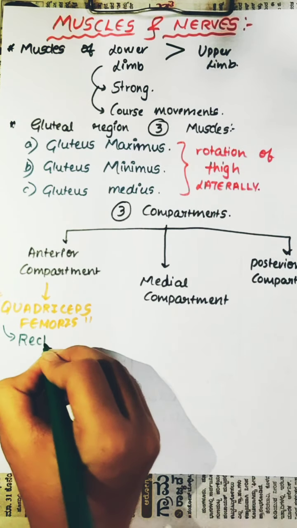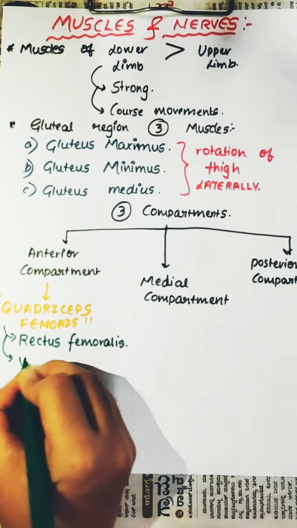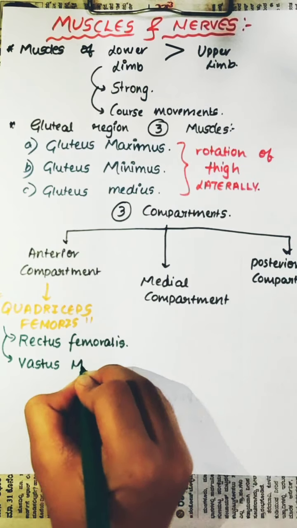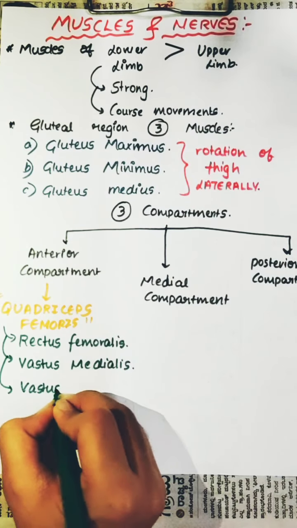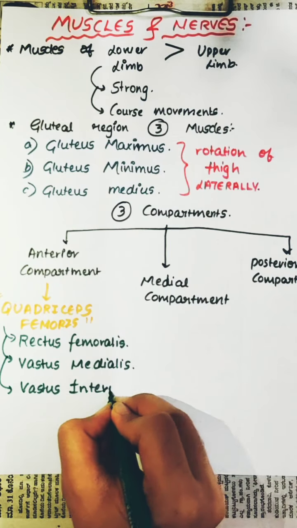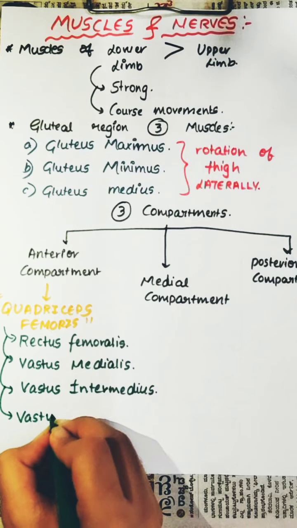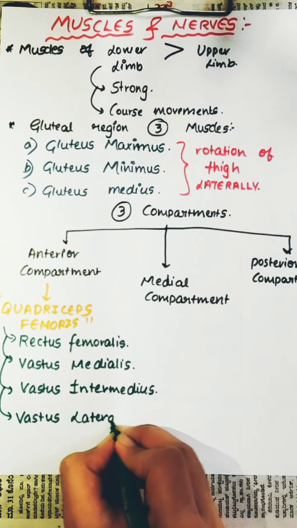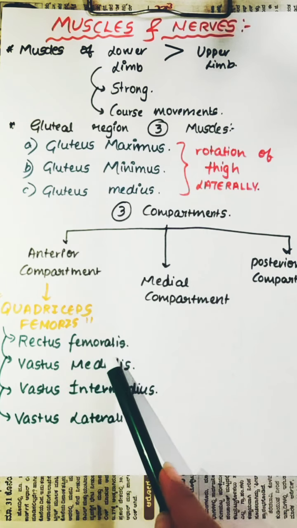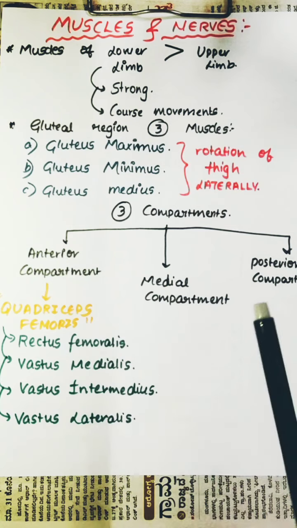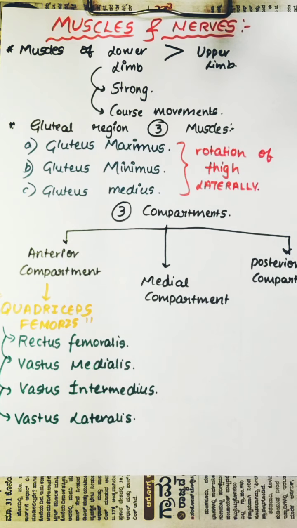It consists of rectus femoris, vastus medialis, vastus intermedius, and finally the vastus lateralis. So it consists of 4 muscles in the anterior compartment: rectus femoris, vastus medialis, vastus intermedius, and vastus lateralis. Quadriceps, in the name itself you can understand: quadri means 4 muscles, femoris means present in the femoral region.